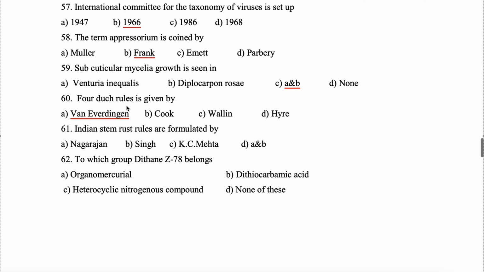Now these Dutch rules were made for which disease? That is also an important question. You can search, please. If not, please ask me in the comment. Question 61. Indian stem rust rules are formulated by. So the options are very peculiar, like in option A it's given Nagarajan, option B Singh, but this is not right. There are 2 concepts we need to remember.